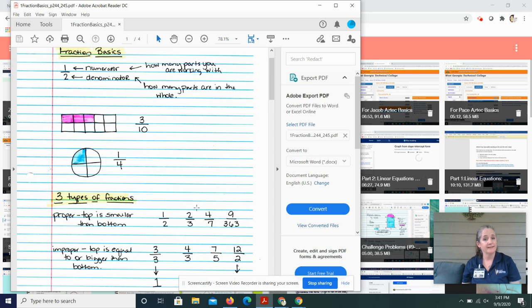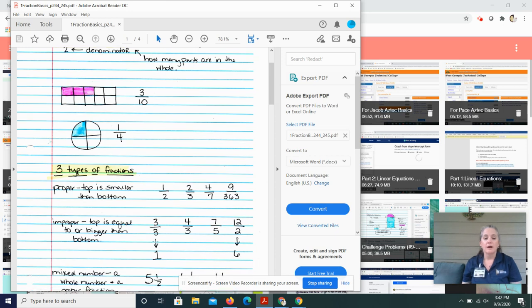So it stands to reason that an improper fraction is where the top is not smaller than the bottom. So the top is either equal to or greater than the bottom. So for instance, 3/3, 4/3, 7/5, 12/2. On all of those fractions, the top is equal to or bigger than the bottom.